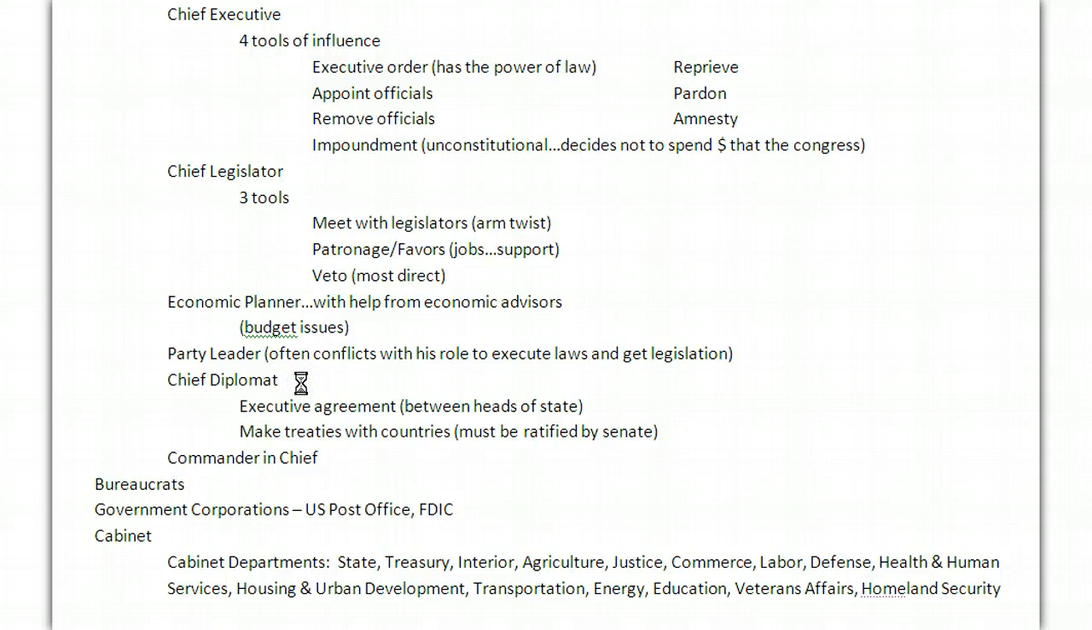He's also, of course, our chief diplomat. He negotiates agreements with other countries, and executive agreements are informal and between heads of state, and they don't need ratification by the Senate. But formal treaties with countries must be ratified by the Senate with a 2/3 vote.